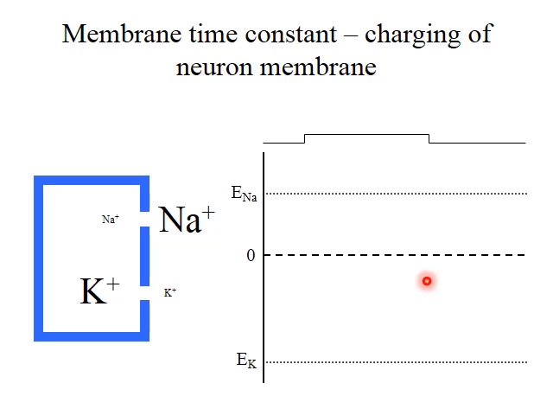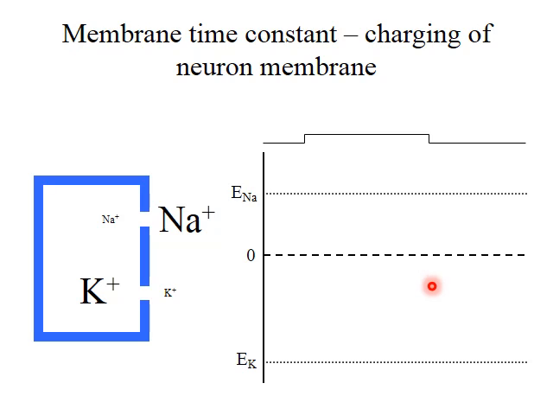And at this point here, corresponding to this point up here, we're going to close the sodium channels again, and only the potassium channels will remain open. Now potassium will leave the cell.